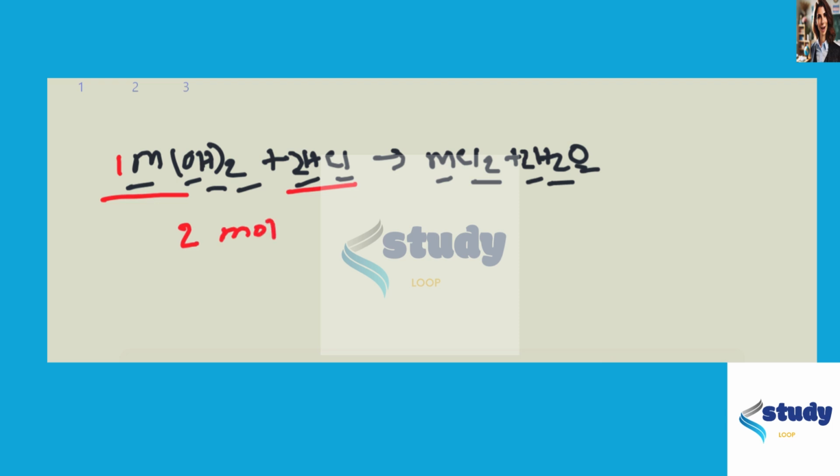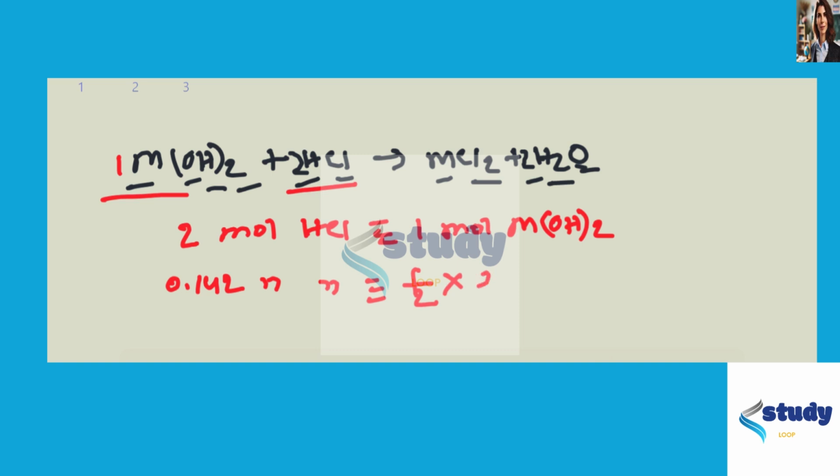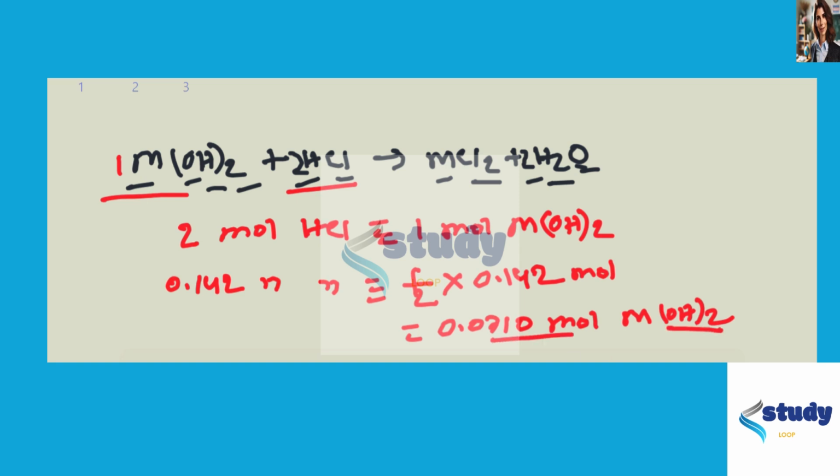So we can write 2 mole HCl will react with, or is identical to, 1 mole of the metal hydroxide. That means 0.142 mole HCl will react with half times 0.142 mole metal hydroxide, which is equal to 0.0710 mole of metal hydroxide. So this is the number of moles of the metal hydroxide which we are reacting here.